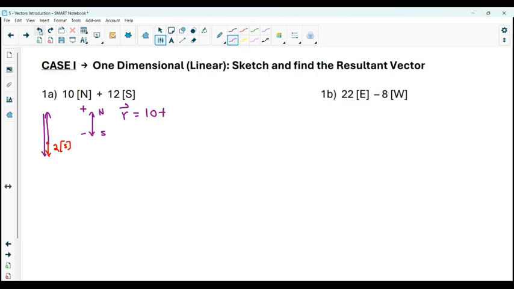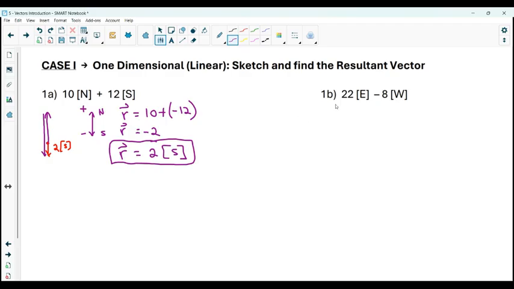Negative 12. There we go. Okay, so 10 plus negative 12, that's just negative 2. And what is negative 2? I know negatives are to the south. So now that we've done our math, let's reintroduce our directions here. We'll say it's 2 to the south. I'll put a box around that because that's my final answer. That's how I want to see final answers, a nice box around them to show what's going on.